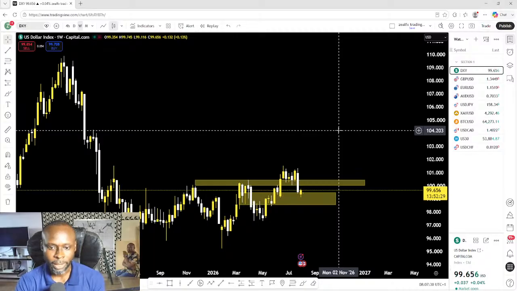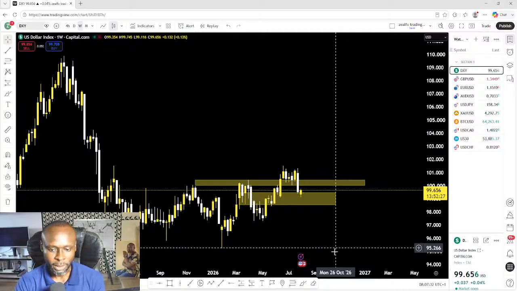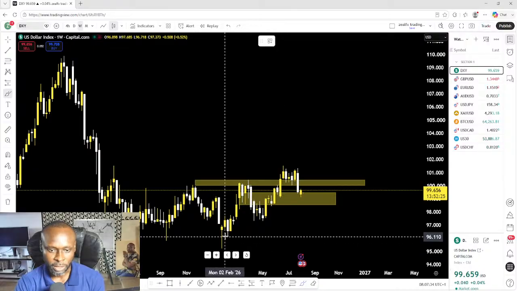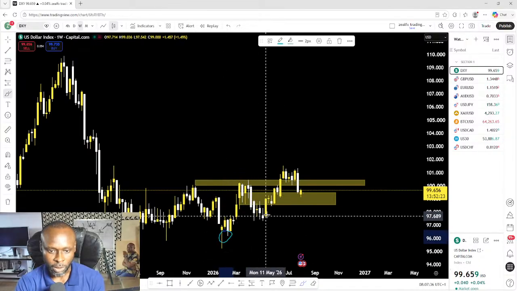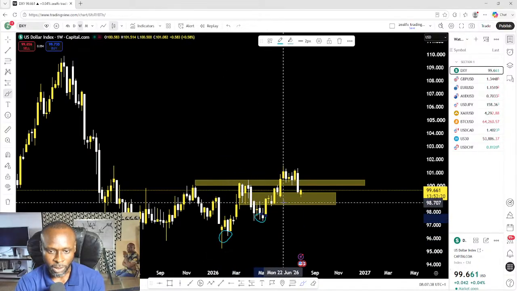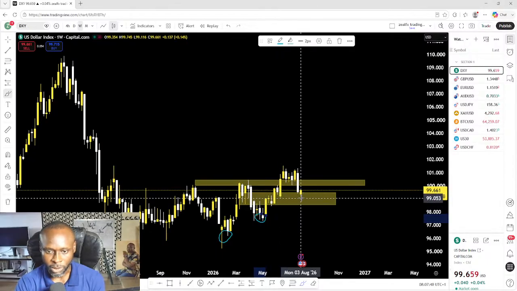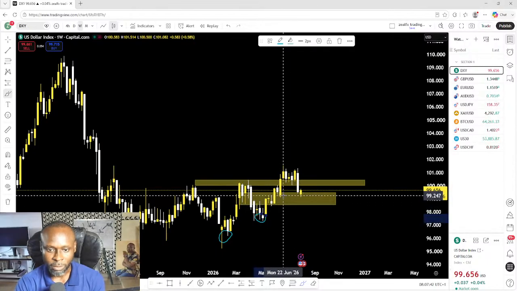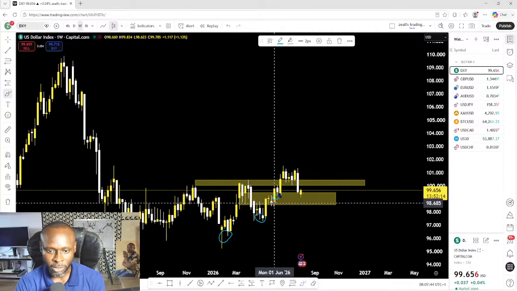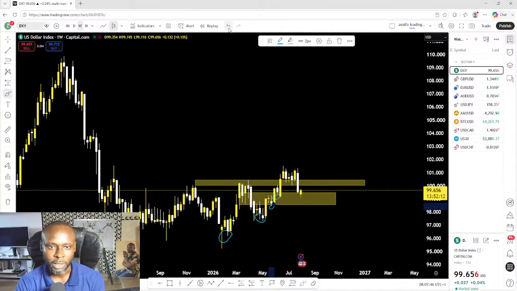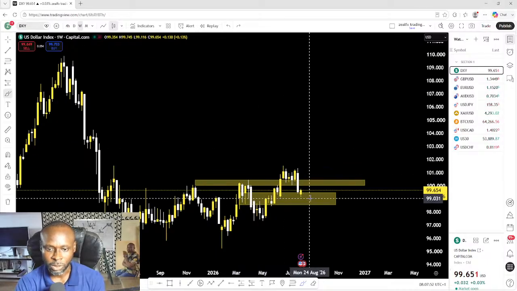On the dollar index weekly time frame, we still have a bullish structure, which is we have this lower low, then we have this higher low, and a series of higher lows. So long as we have this series of higher lows, this is an indication of a bullish trend on the dollar index. And so long as we have this bullish trend, our aim is to look out for more buying opportunities on the dollar index.